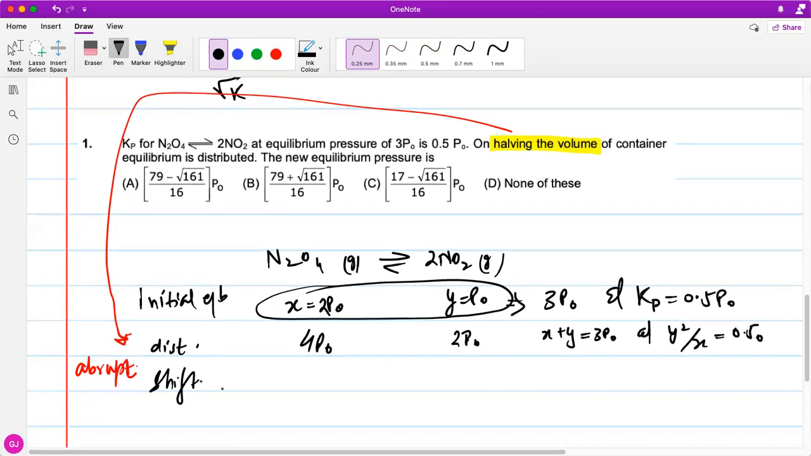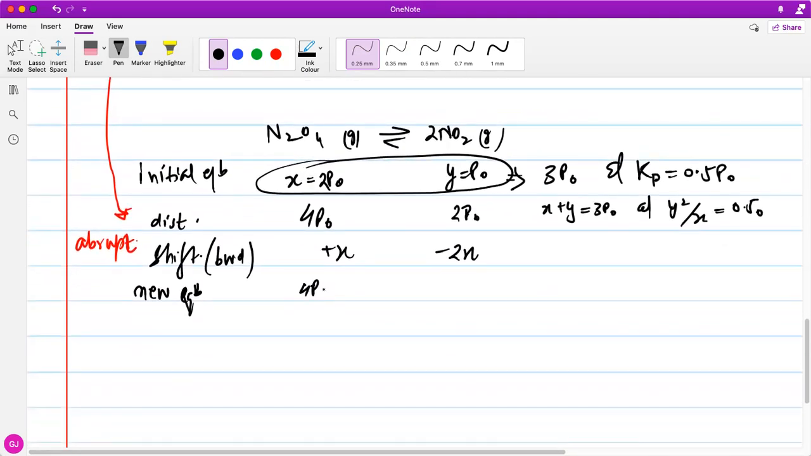Which direction will the shift happen now? So again, you can think subjectively or numerically. Volume was reduced, right? So pressure increased. So the shift happens towards the lesser gaseous moles, which is in this case the backward direction, right? So you take backward as the shift. So this becomes -2x and this becomes +x. And as a consequence, you arrive at the new equilibrium. So new equilibrium is 4 P naught plus X and 2 P naught minus 2X, right?